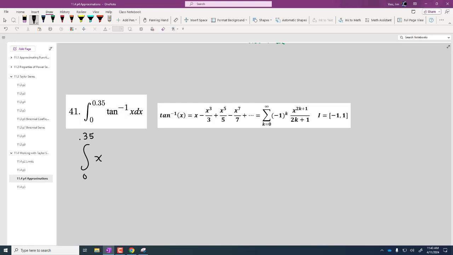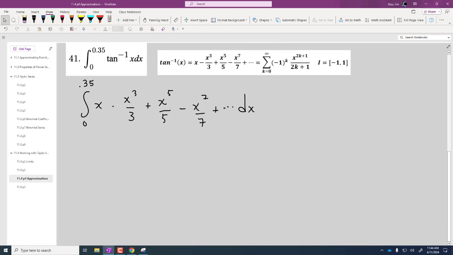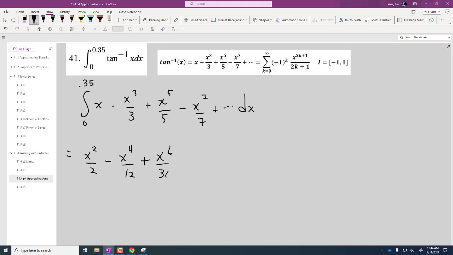the integral of arctangent, which we do know how to do now that we know how to use integration by parts in a clever way. But if you were a calculator, you can't do integration by parts. If you're a calculator, though, you can integrate polynomials. So we're going to integrate this polynomial, and we get that. And this is going from 0 to 0.35.